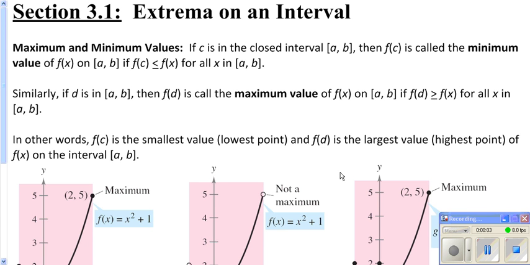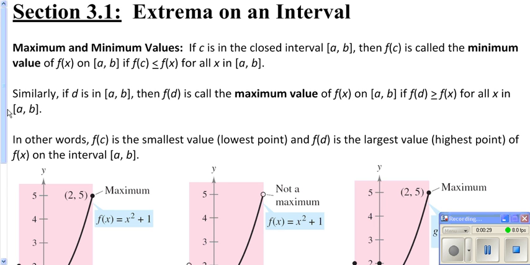Finding extrema on an interval. Your maximum and minimum values on a closed interval basically are the highest or the lowest points. Your minimum point is smaller than any of the other y values or the f of x values. Your maximum point is larger than any of the others.